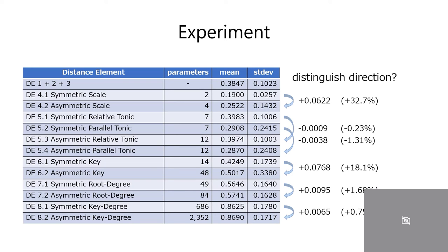Actually, we couldn't observe a significant accuracy gain in several symmetric-asymmetric pairs. In fact, some pairs even lost a little. But we think it's because of the randomness in the training process. Although asymmetric scale and key distances had better scores than symmetric counterparts, considering that a symmetric model like DE81 could achieve almost the highest accuracy, distinguishing the direction does not seem to matter much. This fact is somewhat contradictory to our previous research, but we want to leave it for our future work.